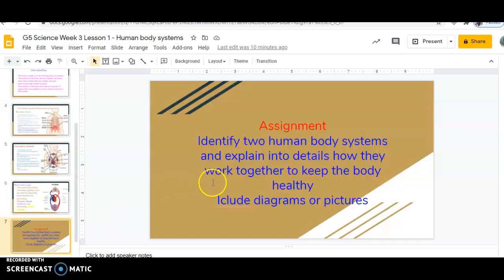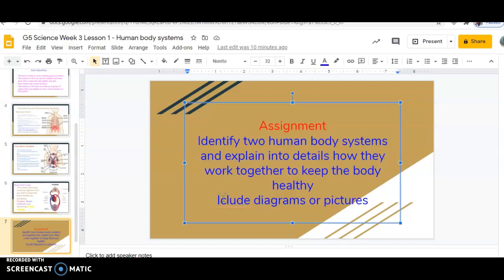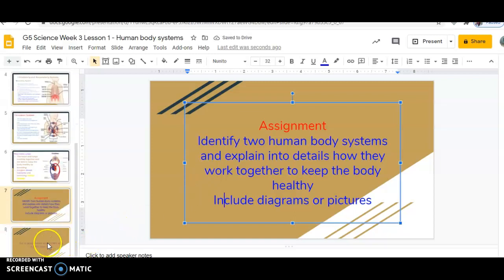Now, your task, which I would also want you to do: you will identify two human body systems and explain in detail how they work together to keep the body healthy. Now you'll have to include diagrams or pictures in your working out. So how will you do this?